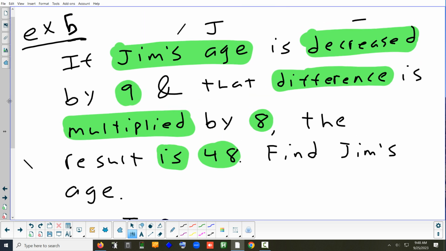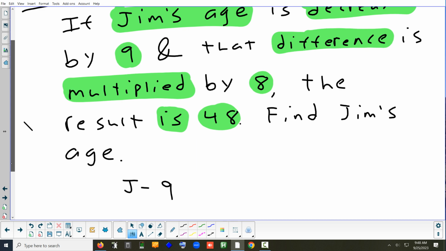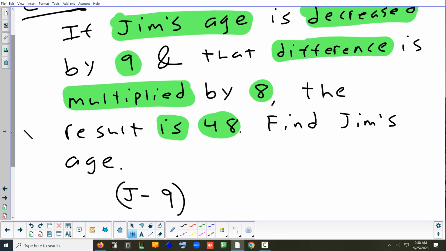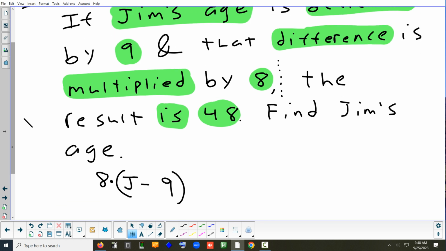Okay, so Jim's age decreased by 9. Now, if you take that entire thing and multiply it by 8, that's what this part is saying. What would I have to put here if I want to multiply this whole thing by 8? I need parentheses. So if you take that difference and times it by 8, we're up to this step, equals 48. And the answer is 48. It's not even as bad of an equation to solve as some of the other ones we did. The hard part is just figuring out the equation.